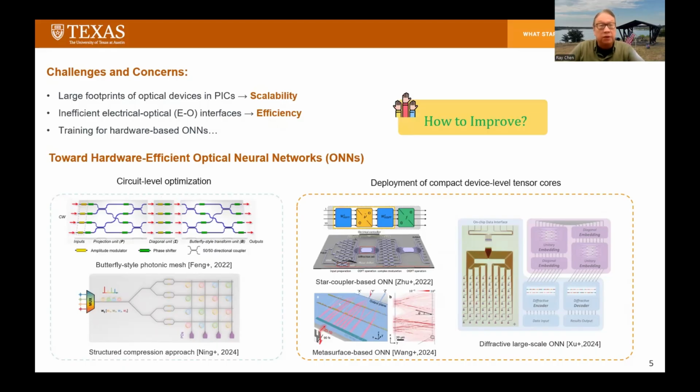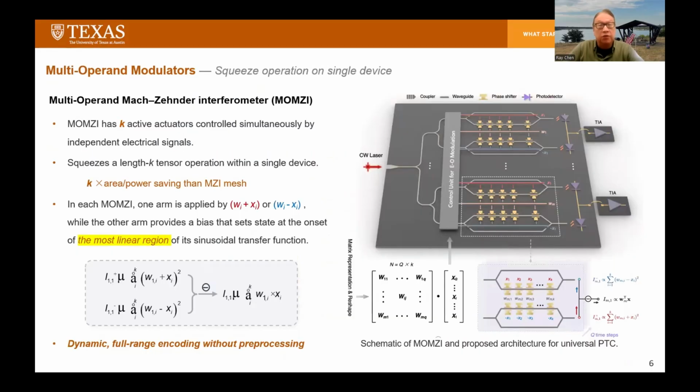So how to improve it? The idea we propose and then try to demonstrate is to develop a novel multi-operand optical neuron using a multi-operand MZI. By the way, we are the first group to propose and demonstrate this idea, which features a compact footprint. Unlike the conventional MZI, as you know, it can be as large as many millimeters.